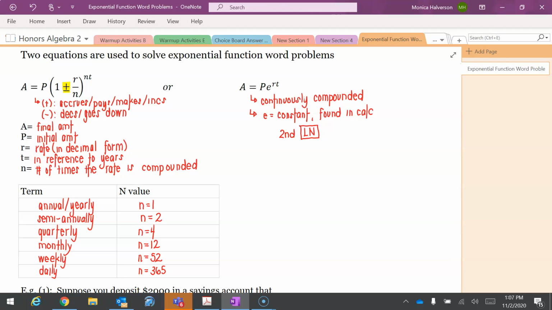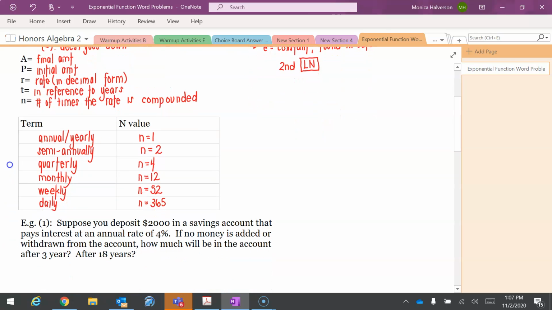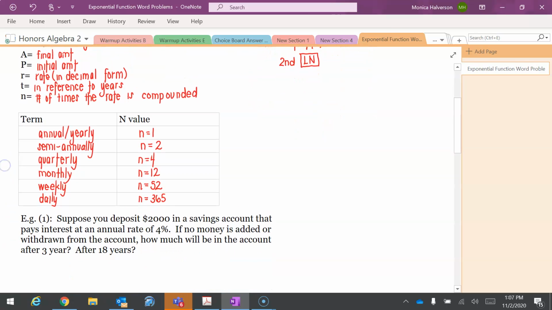So let's look at some examples together to determine what equation we're going to use and how to solve. The first example is, suppose you deposit $2,000 in a savings account that pays interest at an annual rate of 4%. If no money is added or withdrawn from the account, how much will be in the account after 3 years? After 18 years? Does this say compounded continuously anywhere in the problem? It does not. So we know we're using the first formula.